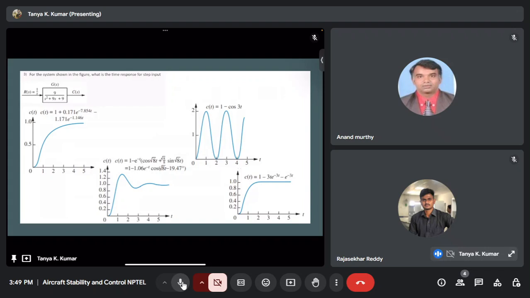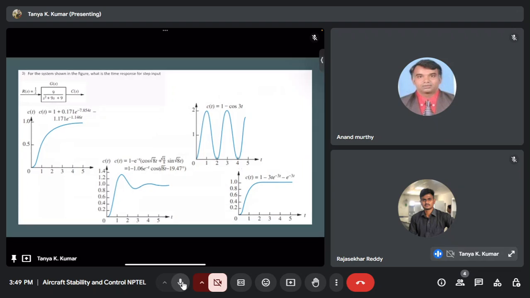So the simple way to find out this response was to find out the damping ratio and see if it's overdamped, underdamped, critically damped, or undamped, right? So from this denominator, you can easily find out omega n and epsilon. How do we do that? s square plus 2 eta omega n s plus omega n squared equals 0. So from this we have omega n is 3 and eta is 1.5.